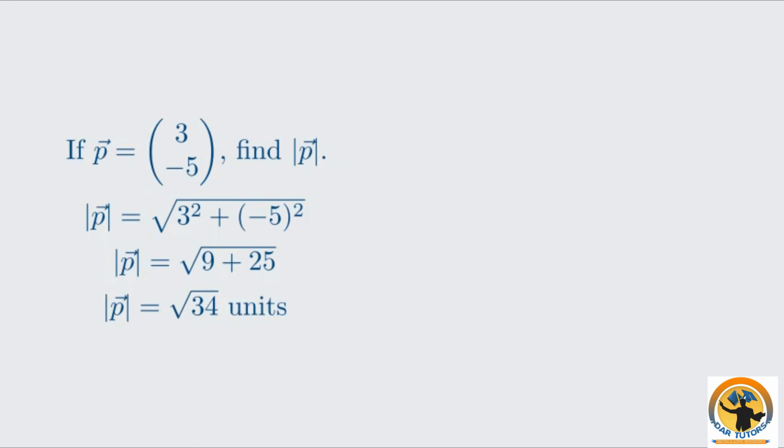It's the square root of 3 squared plus negative 5 squared. This is the square root of 9 plus 25, which equals the square root of 34. The magnitude is the square root of 34 units.